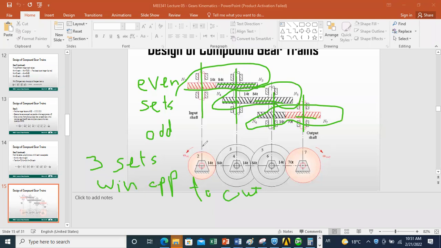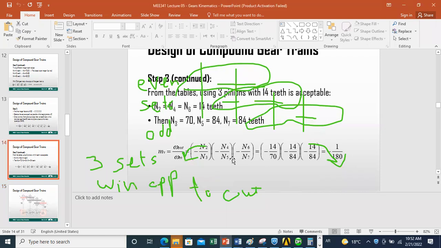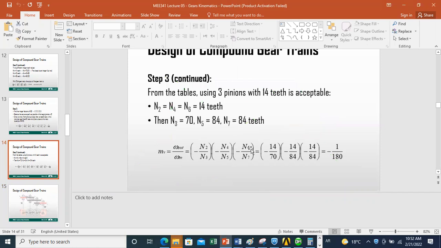So here you have a counterclockwise rotation. Here you have a clockwise rotation. And you can see this in your calculation of MV. So MV is -1 to the power 3 times the product of number of T's of driving gears over the product of number of T's of driven gears. Since you have 3 sets, you have in total -1 to the power 3, which is negative. And this is why you will get in total a negative gear ratio.